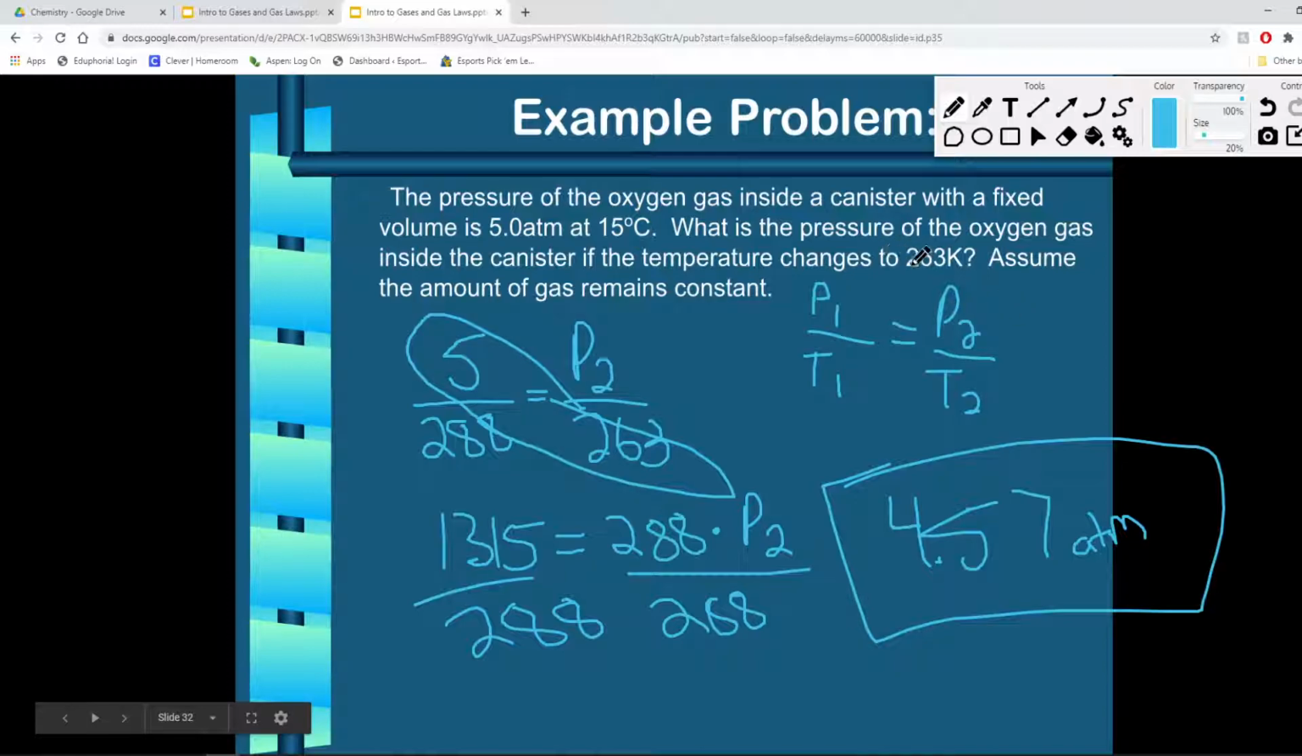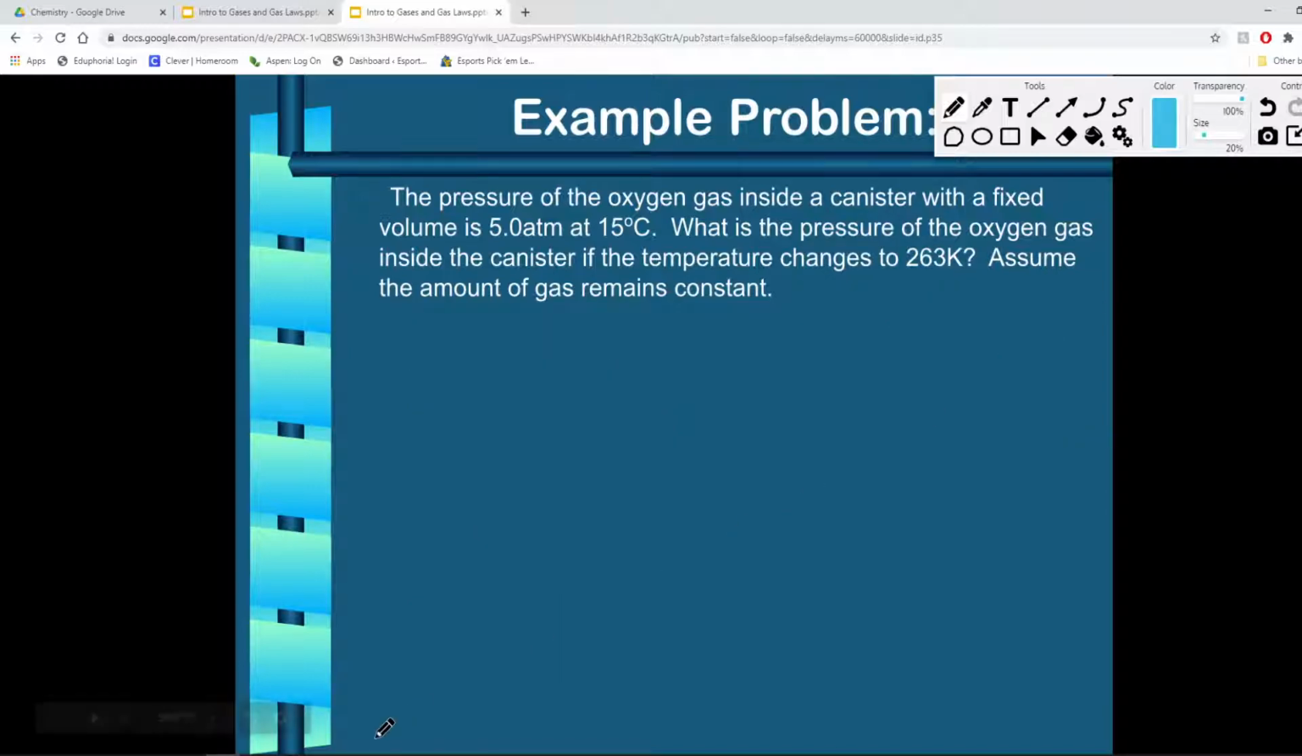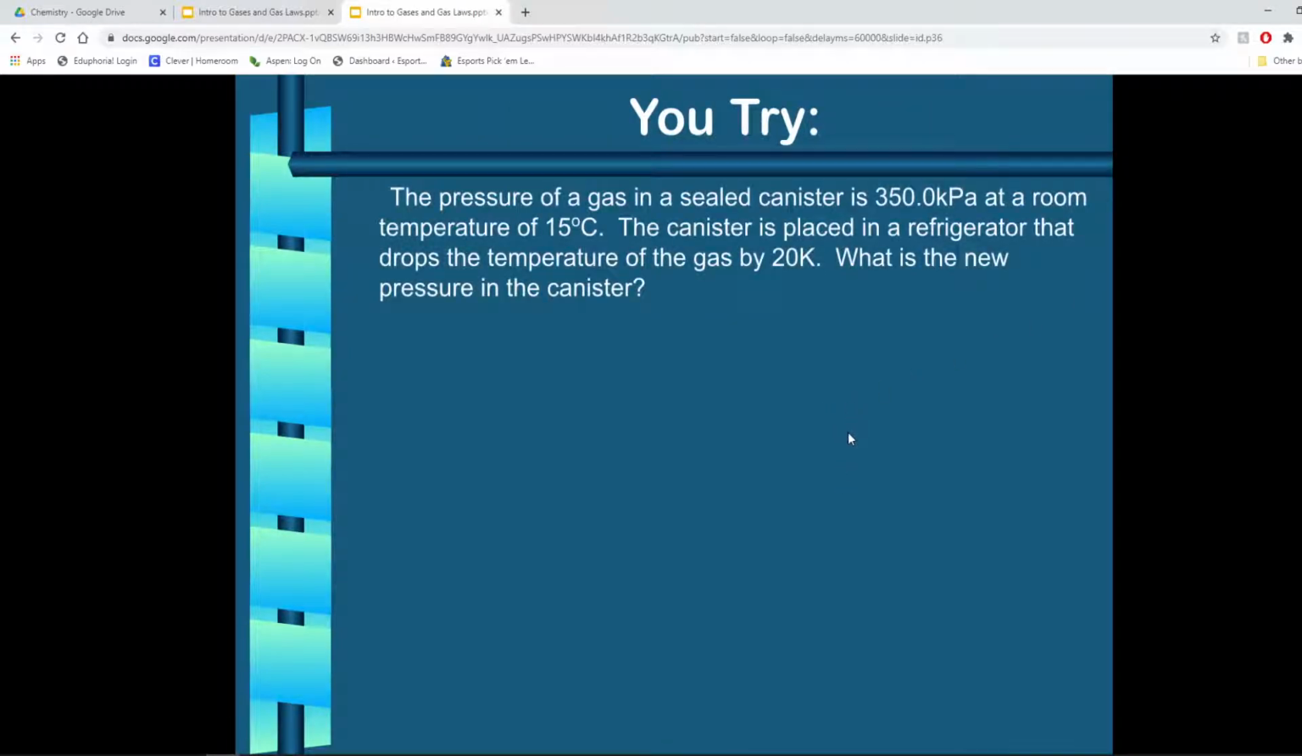So our temperature went down from 288 to 263 Kelvin, so we should expect that our pressure goes down as well, which it did. It went down from 5 to 4.57. So this checks out logically. All right, let's get rid of all this stuff and try one more example problem.